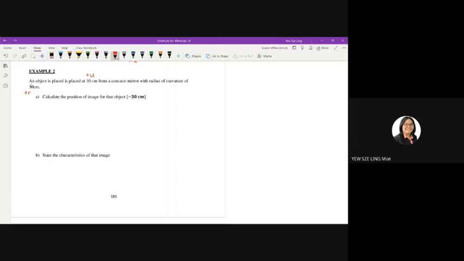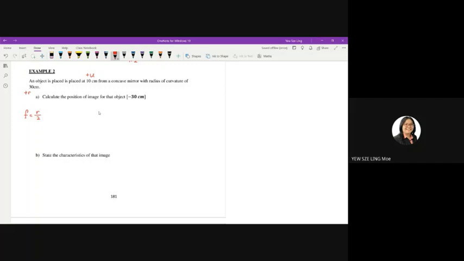Since now you're given the values in terms of R, it is up to you whether you want to use the equation 1 over u plus 1 over v equals 2 over R, or the one with f. If you want to use the one with f, then you have to know that f is equal to R over 2. So if you want to calculate f first, that's fine, no problem.